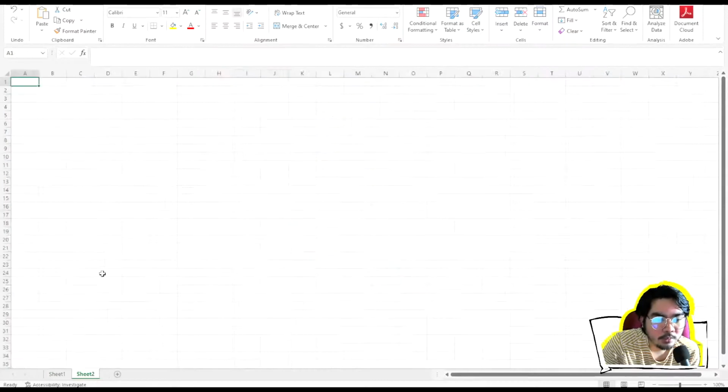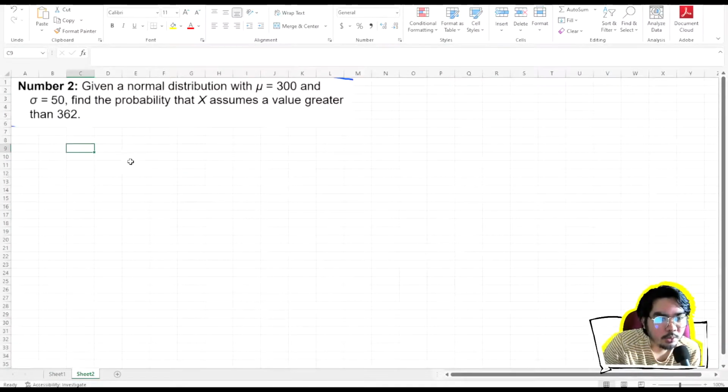So let's do this. We have a normal distribution with mu equal to 300 and standard deviation, or sigma, equal to 50. Find the probability that x assumes a value greater than 362.